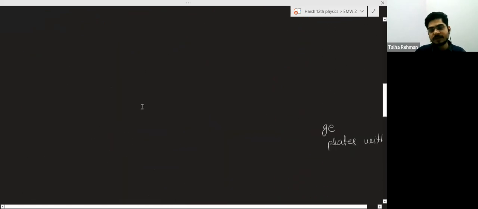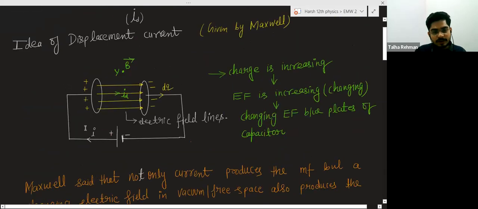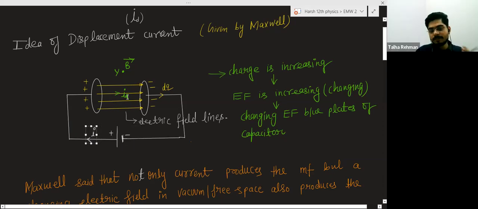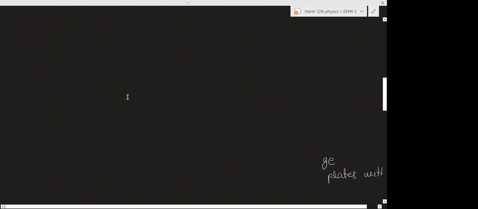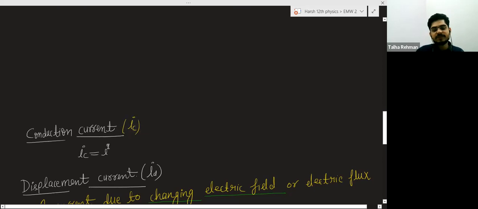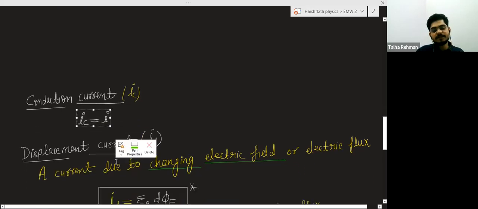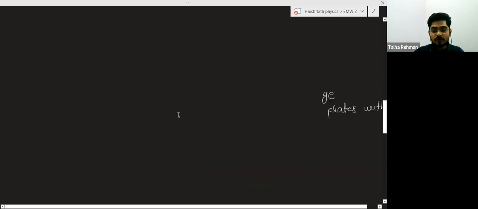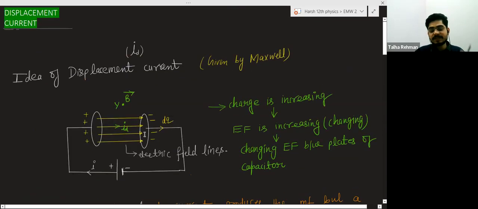Before the displacement current, you should know that the current in the wire is known as the conduction current, and the current in between the plates of the capacitor is the displacement current. The conduction current is represented by I suffix C, and the displacement current is the current due to changing electric field or electric flux. What is electric flux? The number of electric field lines crossing the plates of the capacitor perpendicularly is the electric flux.